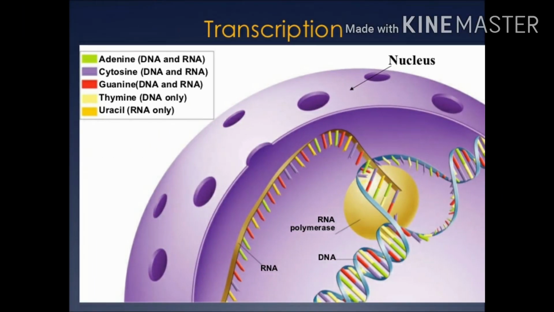Explanation. Every cell needs a nucleus. This nucleus has DNA, the genetic information. This DNA has a double helix structure. What is DNA? DNA is deoxyribonucleic acid. So this transcription and translation process is basically the synthesis of protein.